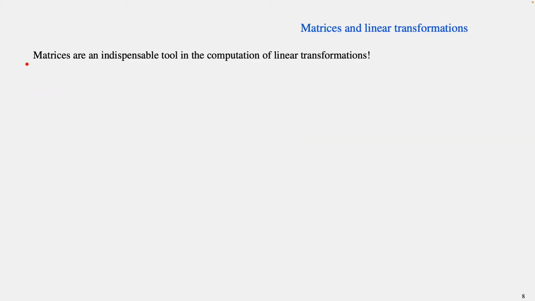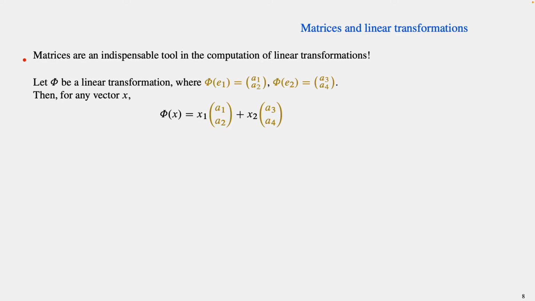And a very helpful tool in the study of linear transformations are matrices. So let's see how they come into play here. We have our linear transformation phi, and as we just learned, the only values we need to completely determine phi are its values on the standard basis vectors e1 and e2. So let's say phi of e1 is the vector with entries a1, a2, and phi of e2 is the vector with entries a3 and a4.